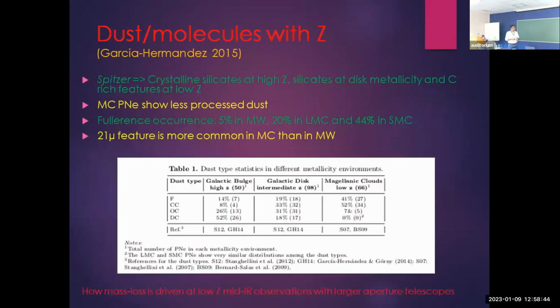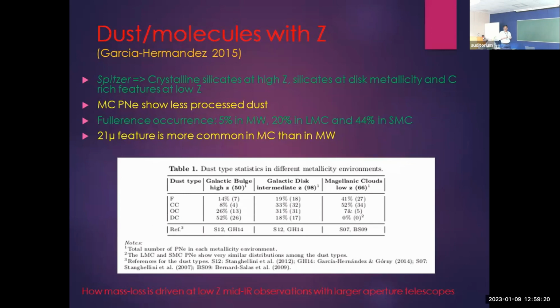And dust and molecule formation in relation to metallicity, I noted it down just a few slides before. In the galactic bulge, Spitzer has shown silicate features which are crystalline in nature. Crystalline silicate features are there, but in the disk population we don't observe them. However, many silicate features are observed in the disk population. They are not crystalline. And when we go to the Magellanic Cloud, there are fewer silicate features. Mostly it is dominated by the carbon features.